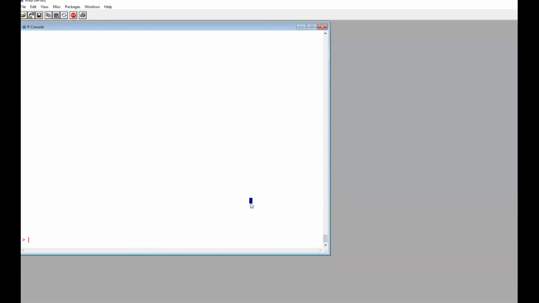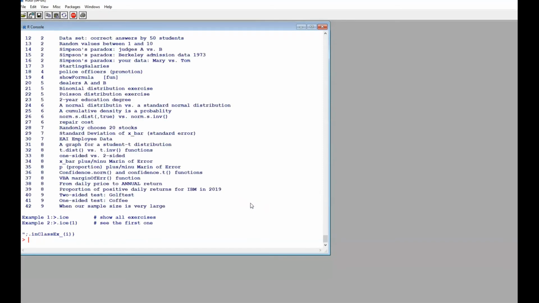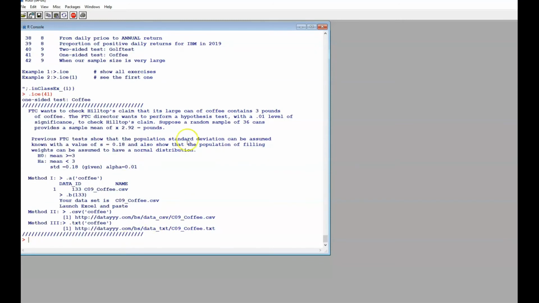Just click cls. No, ICE, in-class exercise. In-class exercise 41 is a one-sided test, coffee, so ICE 41. You can read this one. So the basic idea is they claim a can of coffee contains 3 pounds, minimum 3 pounds. So this is an assumption.